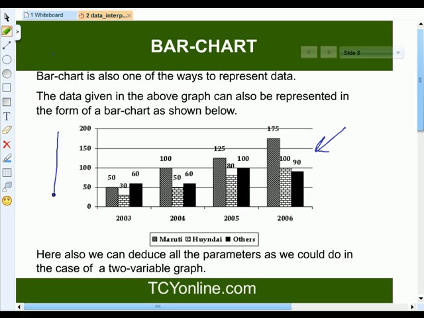So this is basically the bar chart for that data. This shows the sales of the cars in different years, while this shows the years, and this shows the type of car like Maruti, Hyundai and others. Over here also we can deduce all the parameters as we could do in the case of the two variable graph. So by using this bar chart also we can answer all those questions which we answered earlier.